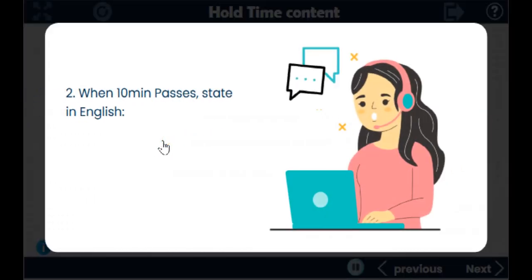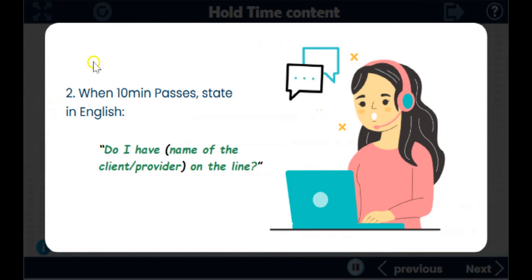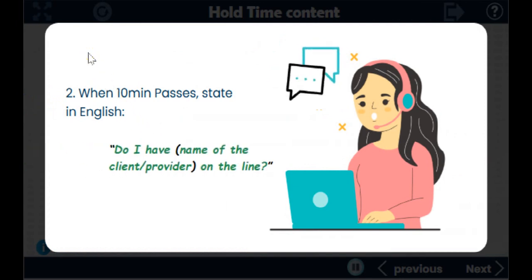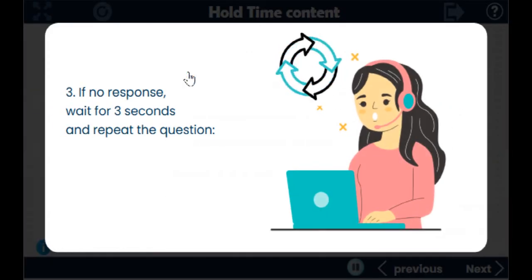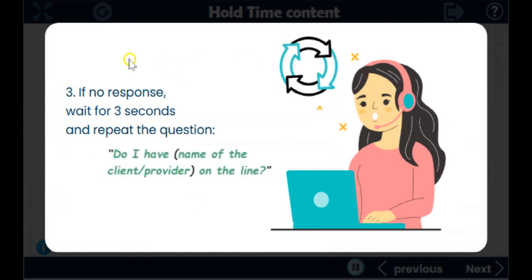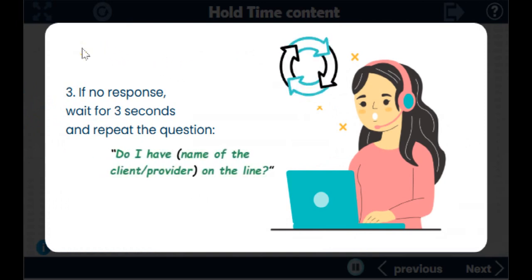When 10 minutes passes, state in English, "Do I have name of the client/provider on the line?" If no response, wait for 3 seconds and repeat the question. "Do I have name of the client/provider on the line?"